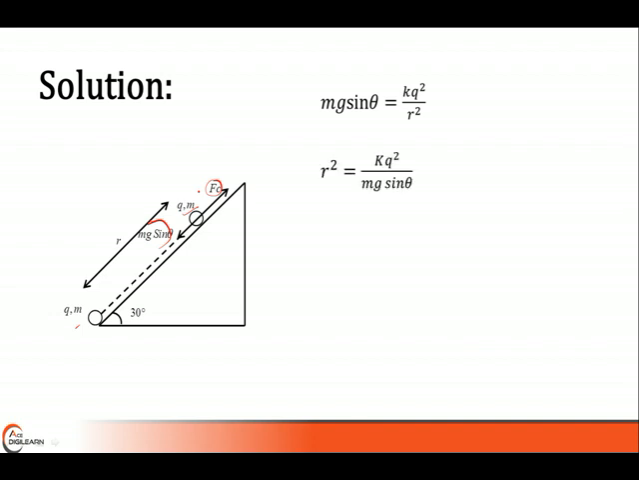So solving for r square, we have the following expression. Substituting the values and solving, finally we get r to be 0.26 meters.